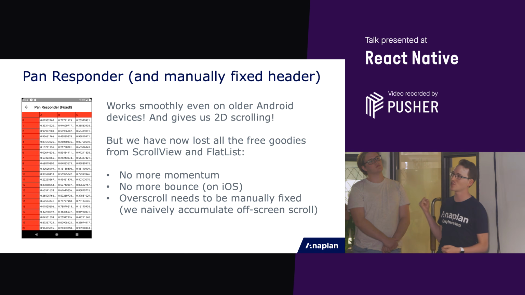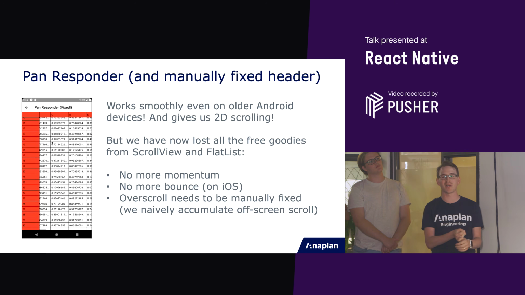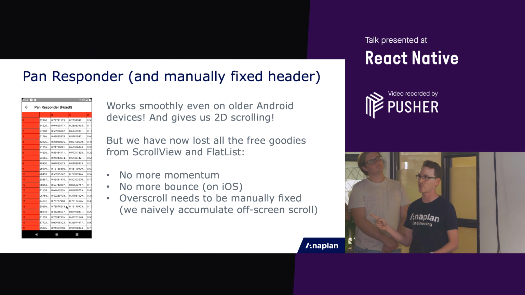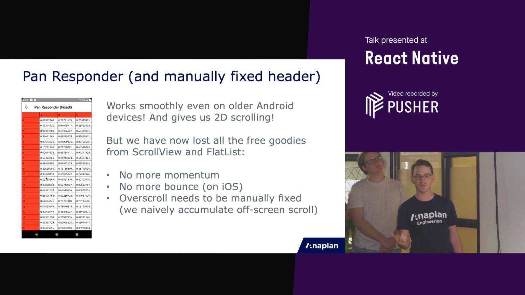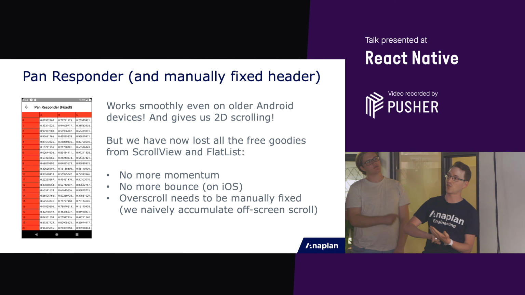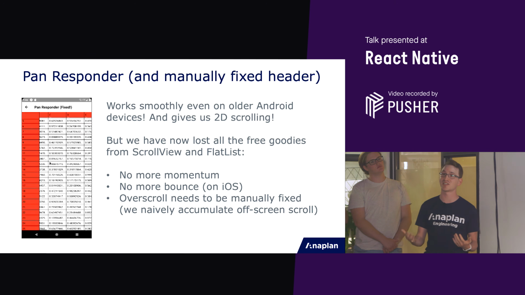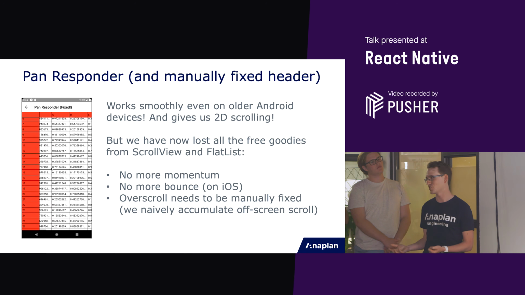And this is why I say there is no such thing as the Scrolly Grail, because we've now lost all the lovely momentum and bounce that we had for free from those components, because we're driving everything from this Pan Responder that's just giving us, this is where your touch started, this is where your touch ended. It does give us information about the velocity, so how fast you are making that gesture, which is super useful because it means that you can start implementing the momentum and the bounce and other things yourself, but you do have to do it yourself.